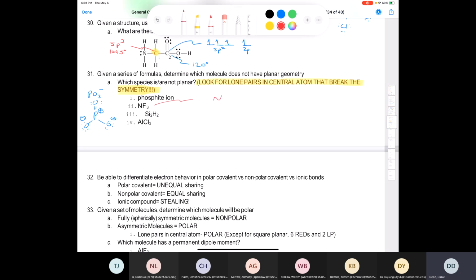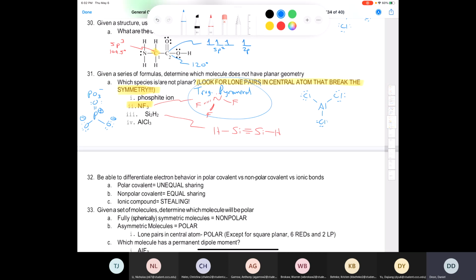If you have nitrogen trifluoride, that's going to be trigonal pyramidal. I'm going to leave the lone pairs out just in the interest of time, and so that must be the answer. We can still do the other ones just for fun. If you have silicon hydride, Si2H2, that's going to look like this. It looks like acetylene. And then aluminum chloride. Aluminum chloride is planar. Hopefully you can all draw the Lewis structure of aluminum chloride by now. And there you go. So the answer is the one that's trigonal pyramidal, so it's not planar.